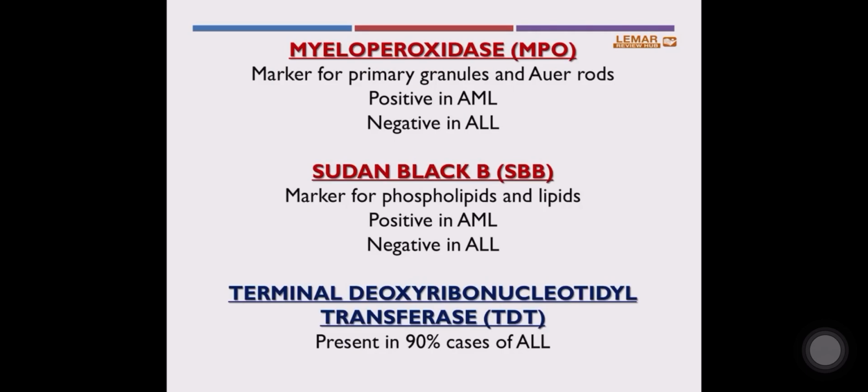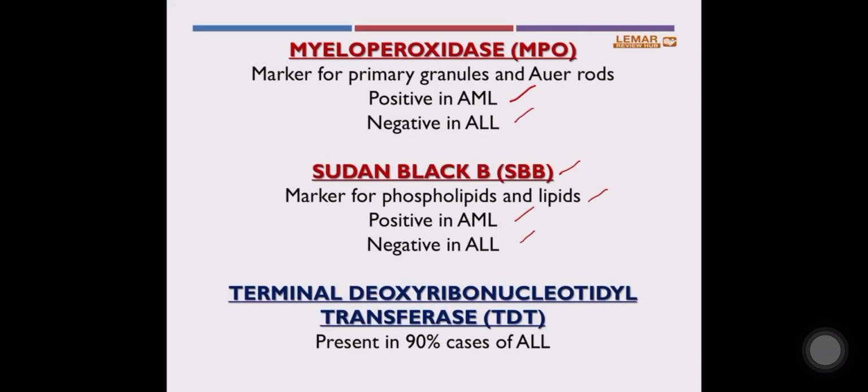But bago natin isa-isahin yung mga different types of acute non-lymphocytic leukemia, just a review ng mga cytochemical stain. Number 1, we have yung MPO. It is a marker for primary granules. Positive in AML, negative in ALL. A cytochemical stain that parallels MPO is the Sudan black B stain, a marker for phospholipid and lipid. Positive in AML, but negative for patients with ALL.